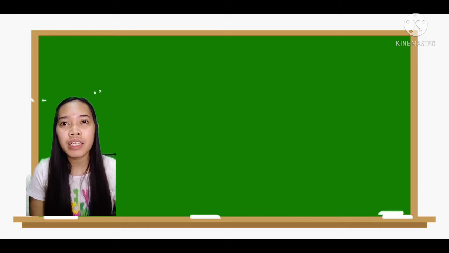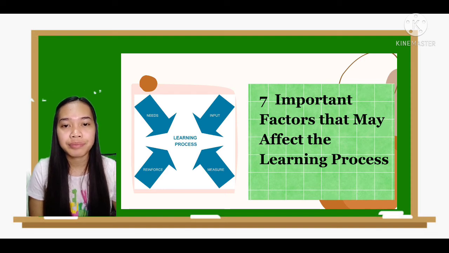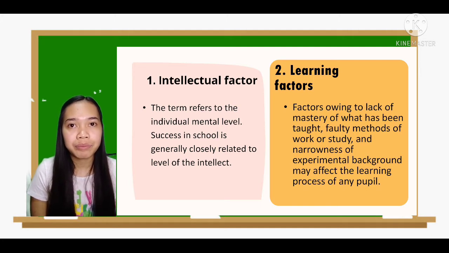So I have here 7 important factors that may affect the learning process. First is the intellectual factor. The term refers to the individual mental level. Success in school is generally closely related to the level of the intellect. Second, learning factors. Factors owing to lack of mastery of what has been taught, faulty methods of work or study, and narrowness of experiential background may affect the learning process of any pupil.